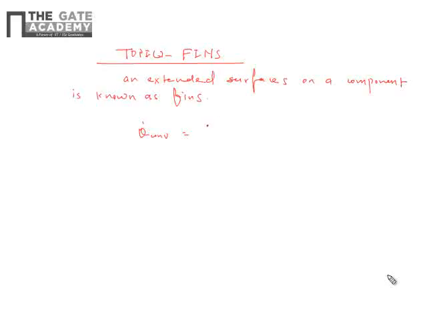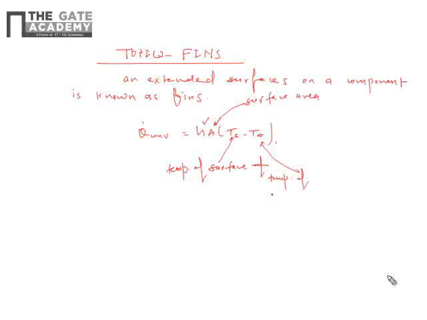Q dot convection is hA (Ts minus T infinity), where h is the convective heat transfer coefficient, A is the surface area, Ts is the temperature of the surface, and T infinity is the temperature of the surrounding fluid.